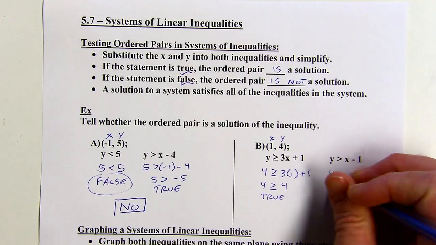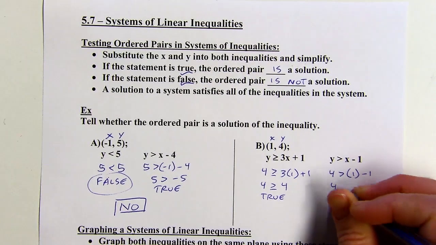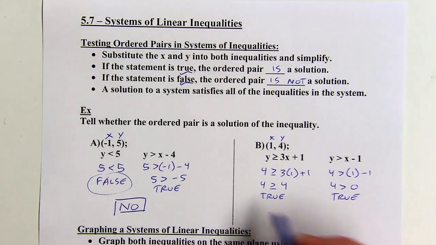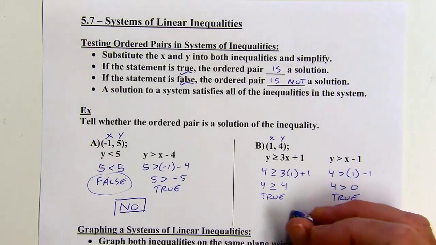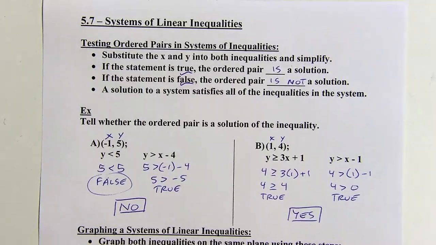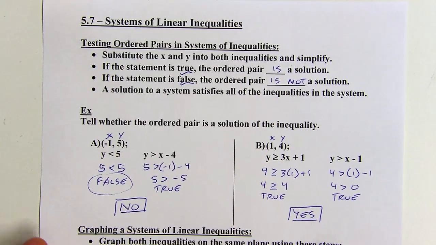Then plug in 4 and 1 here, and I got 4 is greater than 0. That's another true statement. So since it works in both inequalities, then I can say that yes, the point (1, 4) is a solution to that system. It's not the only solution, but it is a solution.